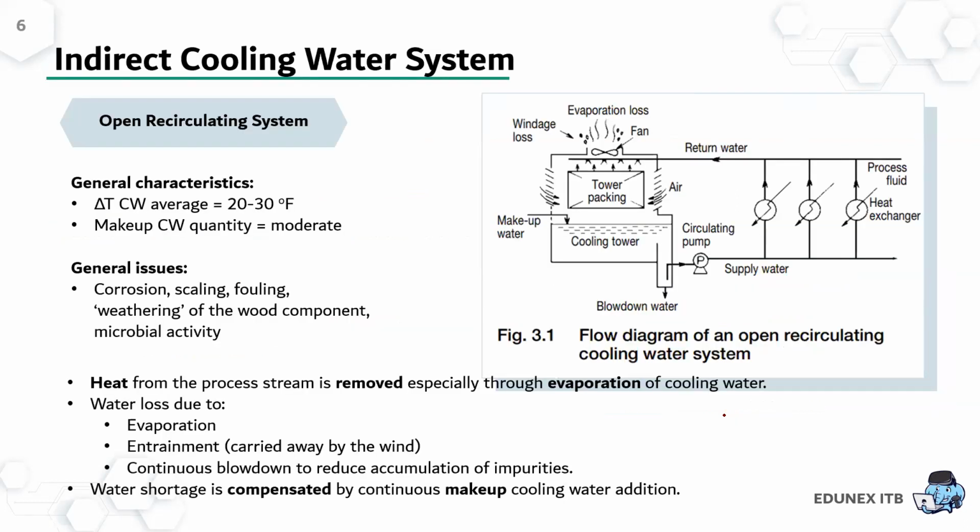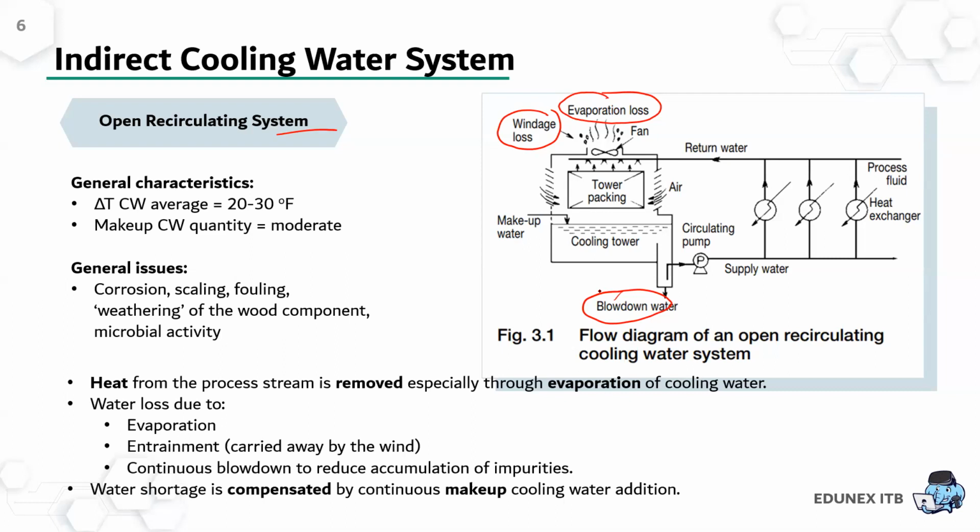Okay, so for the indirect. Figure 3.1, on the right-hand side, illustrates the typical water flow diagram in an open recirculating cooling water system. It can be seen that we have the evaporation loss, the windage loss, and the blowdown here. Usually the quantities are obtained through calculations. So we have to calculate how much water is lost, affected by evaporation, affected by the wind, and also during the blowdown process.